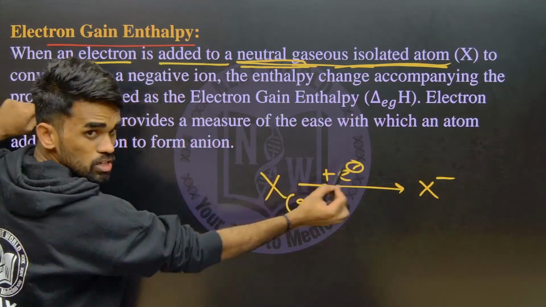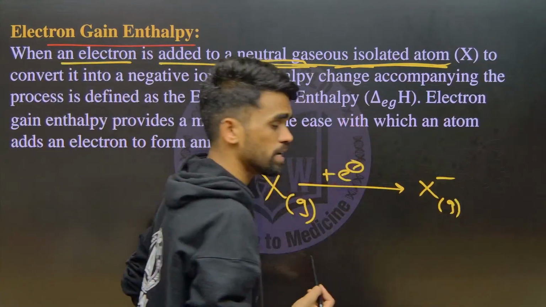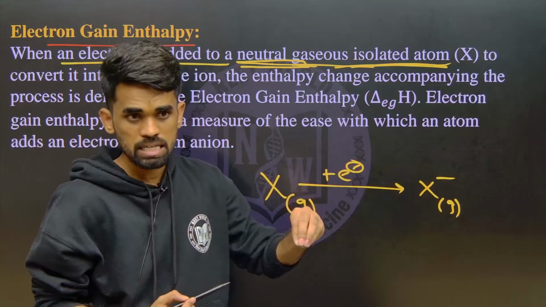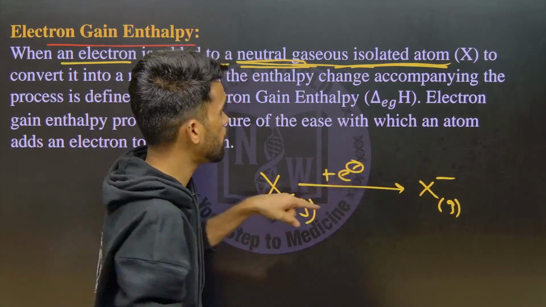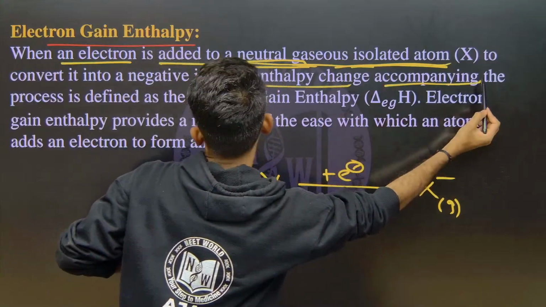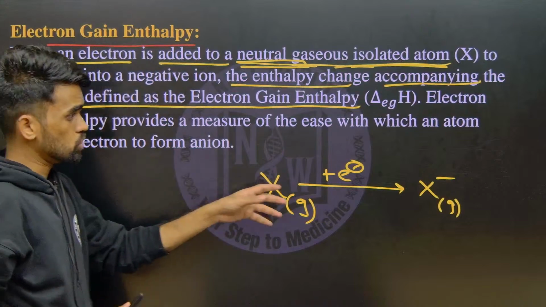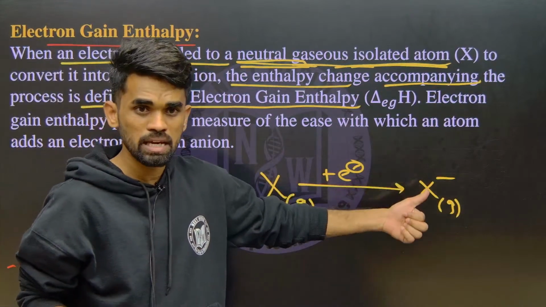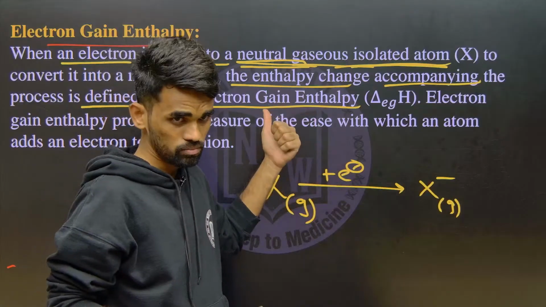See, addition of one electron, so anion is formed. During this process energy may be released or energy may be absorbed. The enthalpy change accompanying the process is defined as... so during this process energy may be released or absorbed. That energy is called enthalpy.